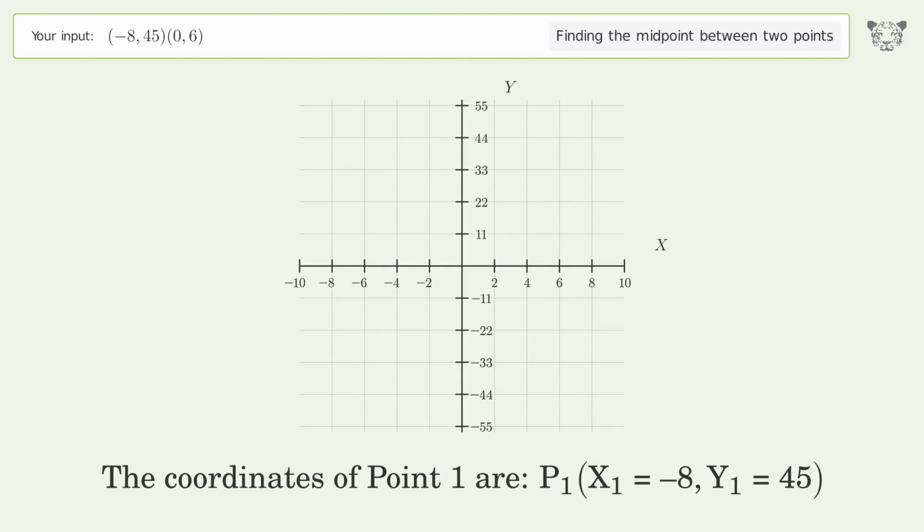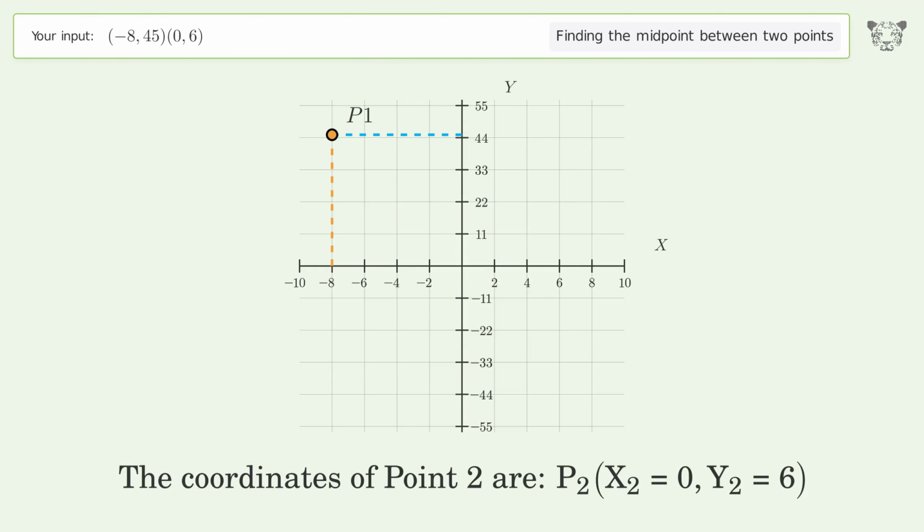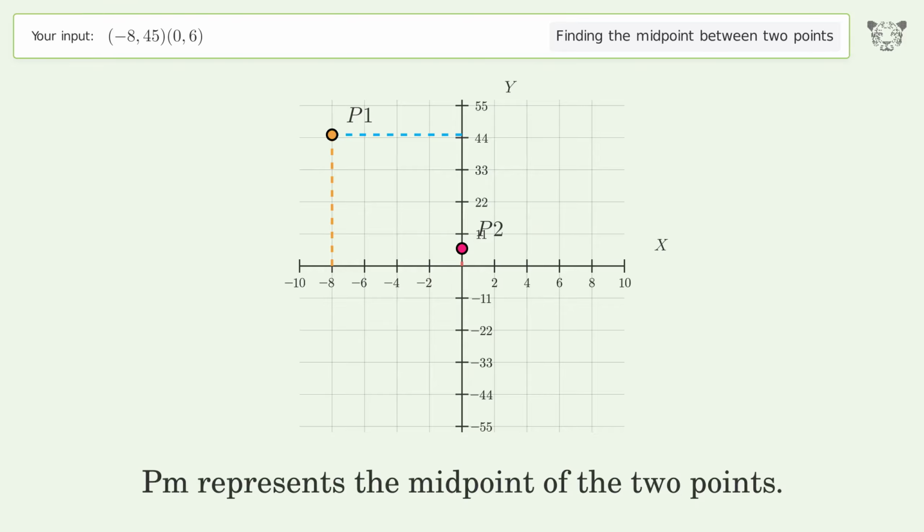The coordinates of point 1 are x1 equals -8, y1 equals 45. The coordinates of point 2 are x2 equals 0, y2 equals 6. PM represents the midpoint of the 2 points.